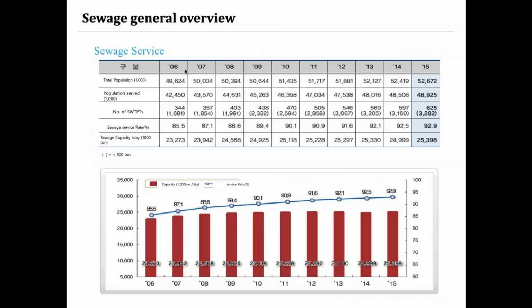And then the LPCD is almost 290 liters per capita, and the water services ratio is almost 100%. In the case of sewage, the service rate is also very high, almost 100%.